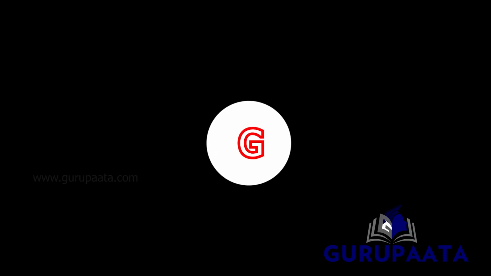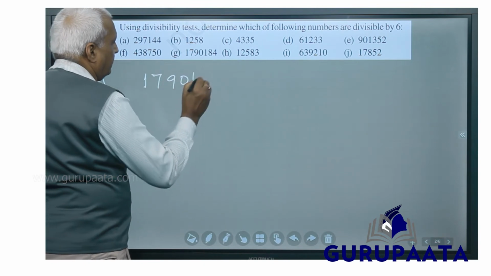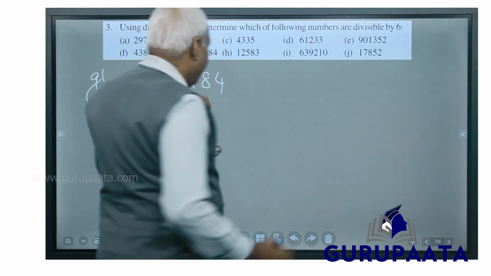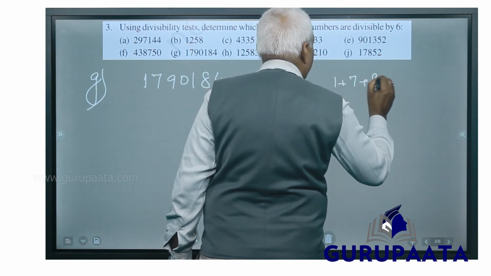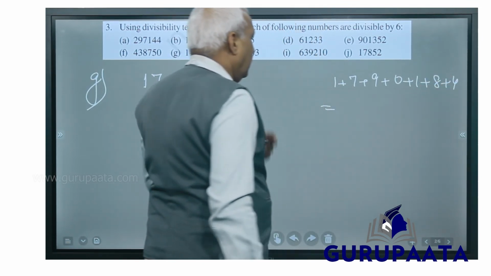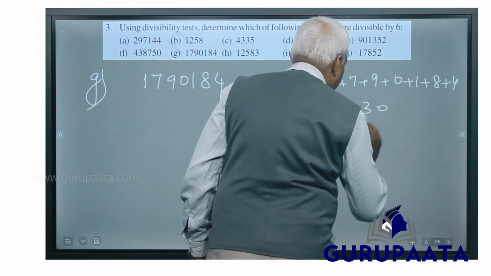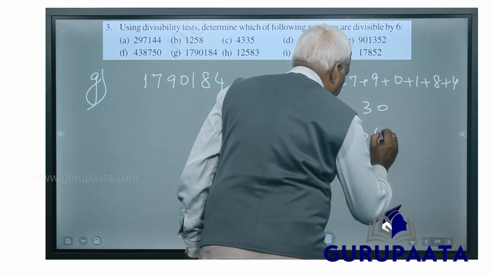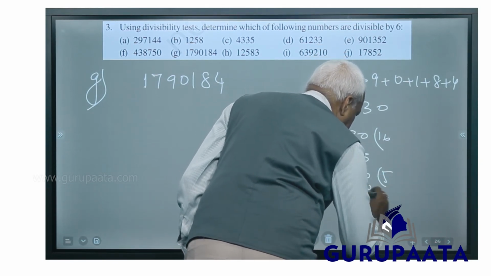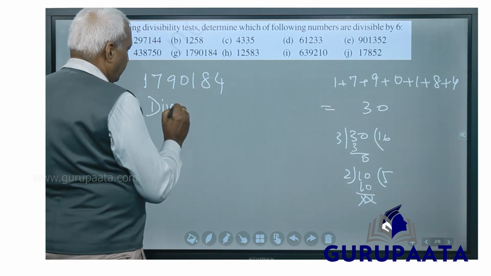We will take now G. To find the divisibility, again add all the digits: 1 plus 7 plus 9 plus 0 plus 1 plus 8 plus 4 equal to 30. 30 divided by 3 is equal to 10. 10 divided by 2 is 5. So, this is divisible by both 3 and 2. So, this number is divisible by 6.